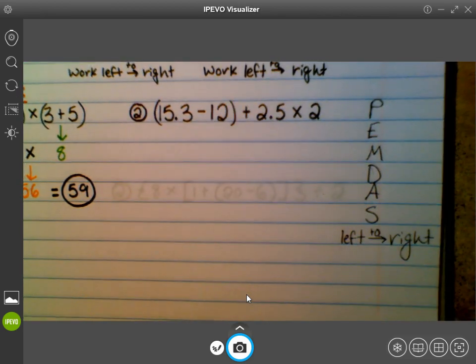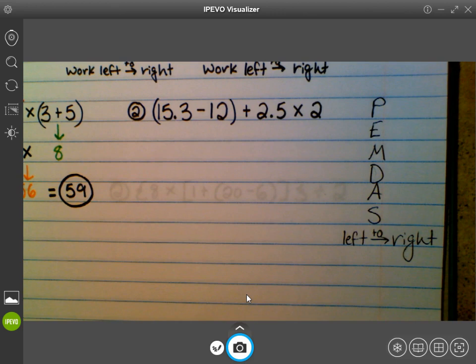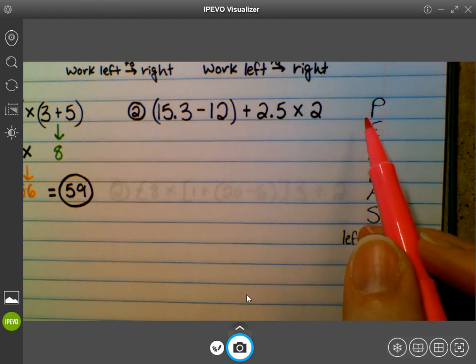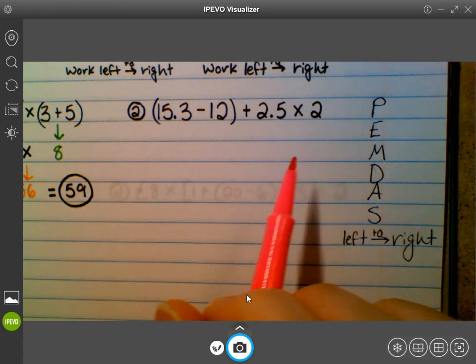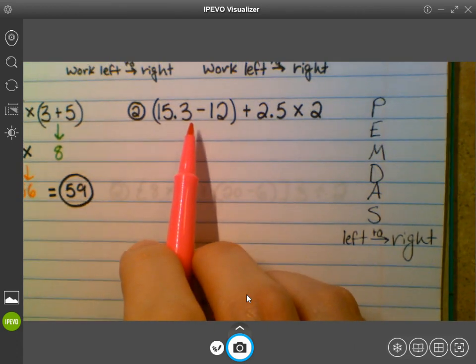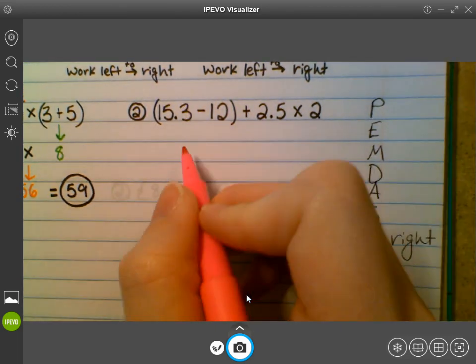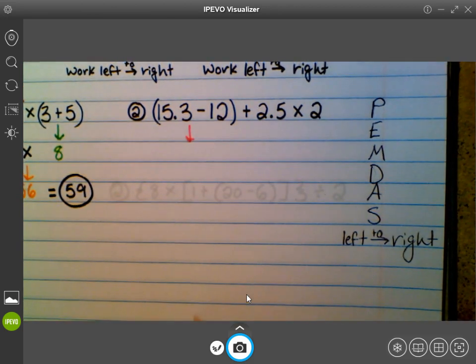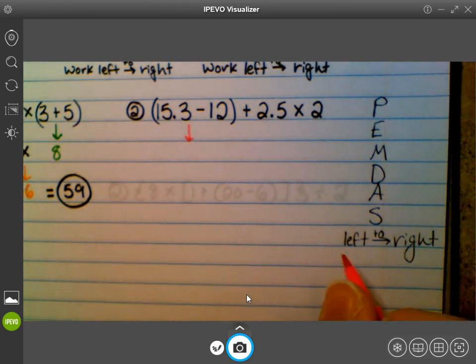So looking at this, let me grab one of my pens. I'll grab this one. When I'm looking at this, P stands for parentheses. Do we have parentheses in this? Yes, right here, right? Okay, so I know that I need to solve that first, so I'm going to put my arrow down. However, maybe I can't do this in my head. Maybe I need to go off to the side and complete it. So I'm going to come down here.